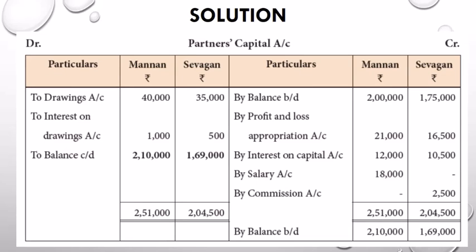Let's work out the solution. Partners' capital account. As in the question it was given, it is a credit balance. We are showing on the credit side as 2 lakhs and 1,75,000. Share of profit 21,000 and 16,500. Interest on capital, salary and commission. Then on the debit side we have drawings, interest on drawings. Then we do the balancing work. We get the balancing capital, partners' capital account. So it's quite easy if we could understand the format and also the concept. We'll be able to work out problems in a very easy manner.